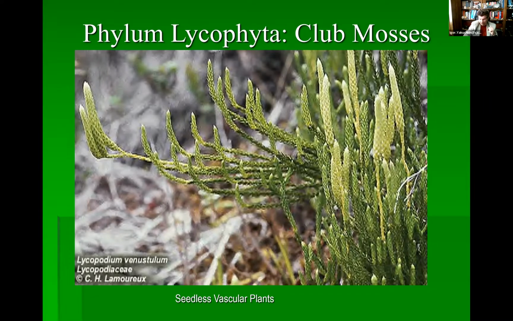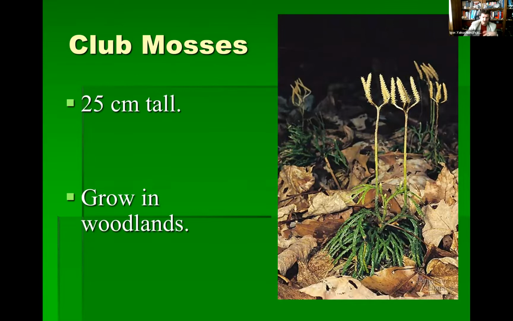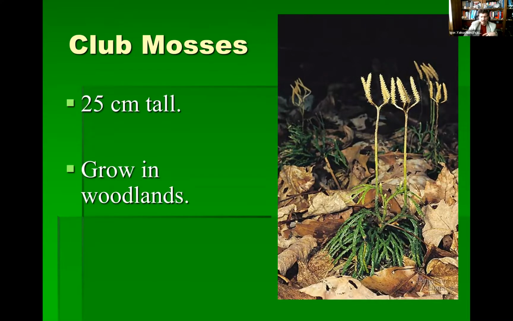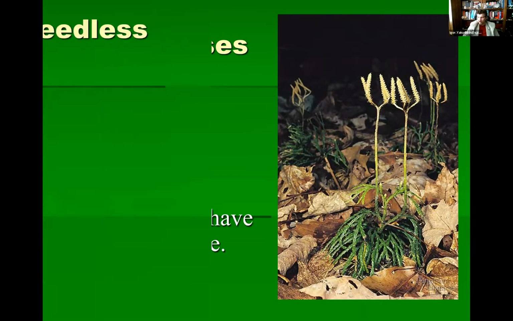And this is how they look. It looks very similar to the mosses, but again, on top they have those strobili to send these spores into the wild, so to speak. Relatively short, about 10 inches tall tops, in woodlands. They do have vascular tissue, so they're not bryophytes. They belong to a different group. So make sure you understand that.